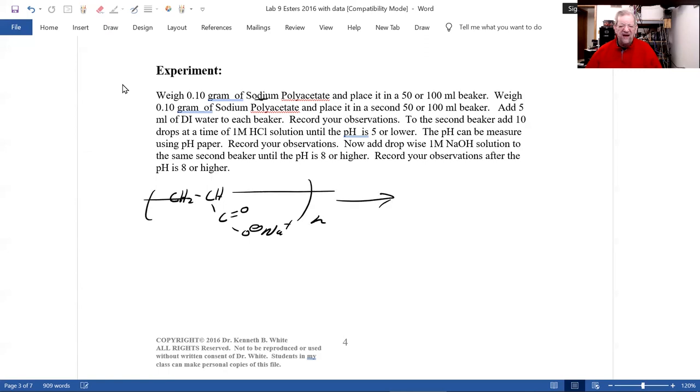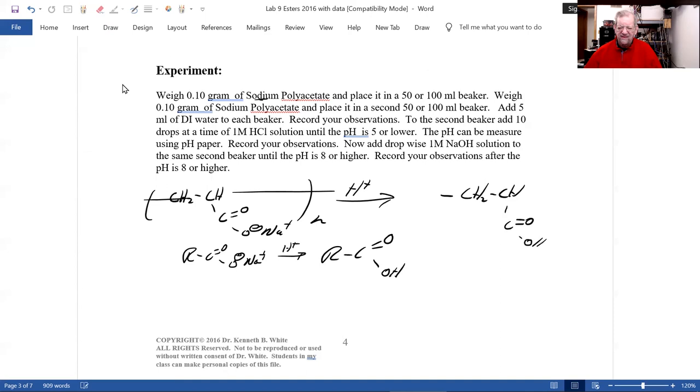is then add some acid, HCl, and what that does is, this is a conjugate base, the carboxylate anion is a conjugate base of an acid. You add acid, and you'll get this carboxylic acid. In this case, what you'll get and you'll see, does the water still hydrogen bond to this carboxylic acid?